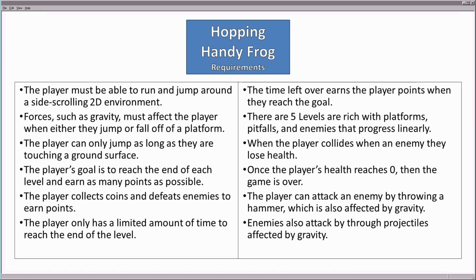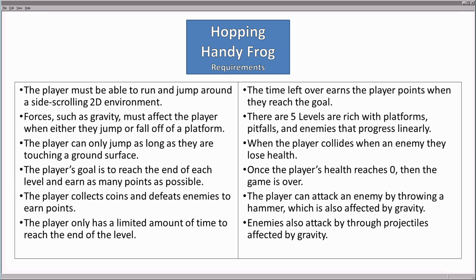Now, here are some requirements for the game that we want to create. The player must be able to run and jump around a side-scrolling 2D environment. Forces such as gravity must affect the player when either they jump or fall off a platform. The player can only jump as long as they're touching a ground surface. The player's goal is to reach the end of the level and earn as many points as possible.